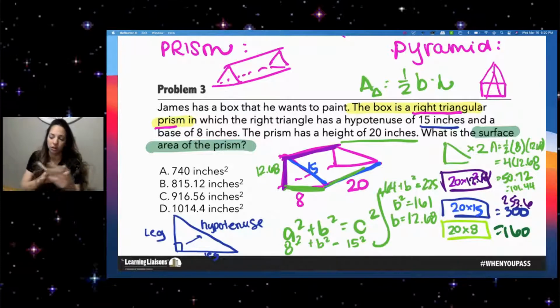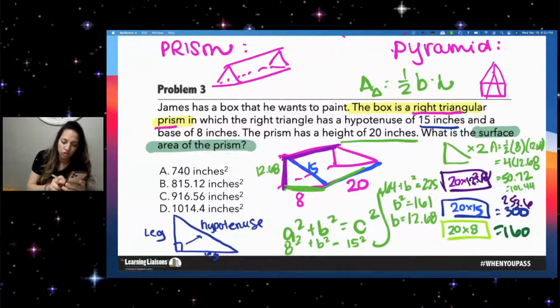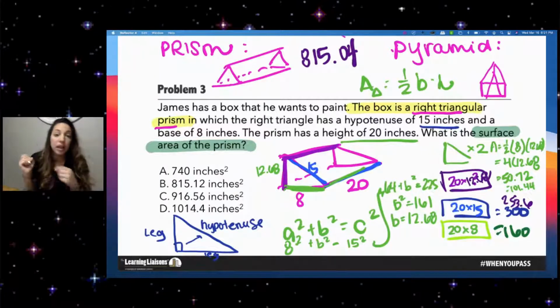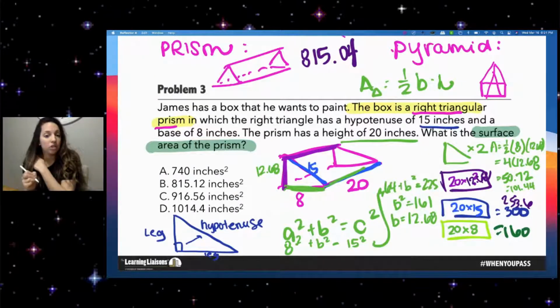So let's go ahead and use our calculator. 101.44 plus 300 plus 160 plus 253.6. And we get 815.04. Now, when we look at our answer choices, the answer choices have 815.12. We got 815.04. Could I resolve this problem? I could, absolutely.